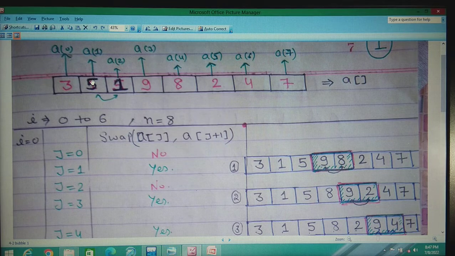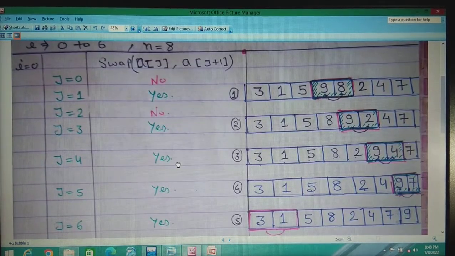Now j plus plus: is 5 greater than 1? Yes, means you will swap. 5 will come here, 1 will come here. Now again it will ask: is 5 greater than 9? No. Now again, is 9 greater than 8? Yes, then you have to swap. So 8 will come here, 9 will come here. Again it will check: is 9 greater than 2? Yes, so swap. Means you are sending the biggest element to the last.